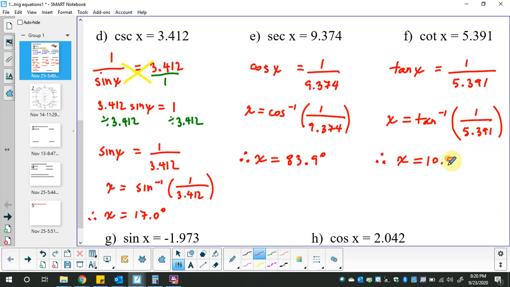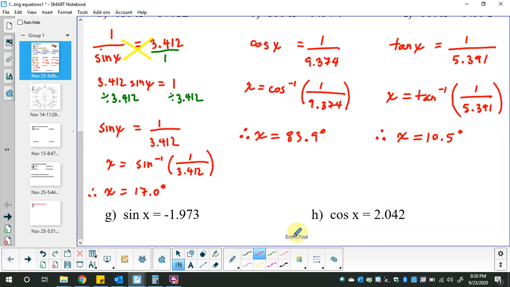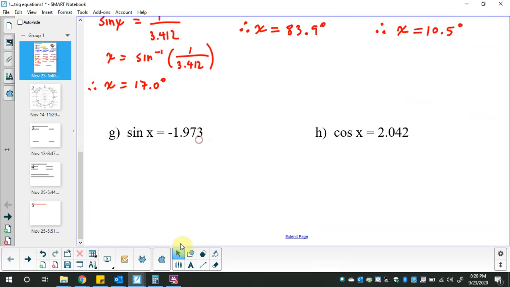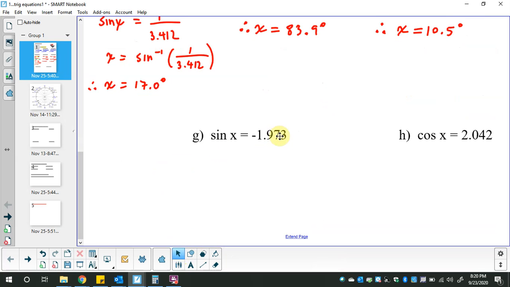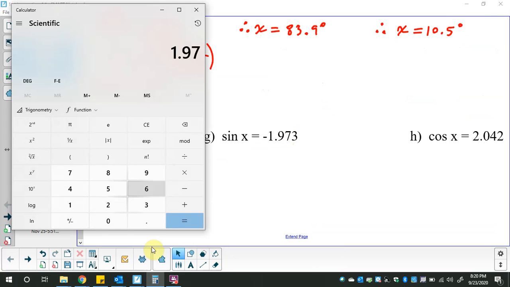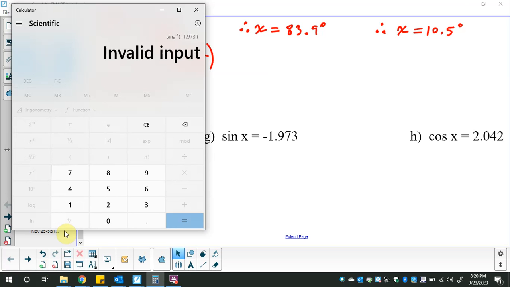Okay, last two truly calculator questions. So let's see what happens. I'm just going to move this over slightly so I'll be able to see the work. Let's see what happens when I do negative 1.973, making sure that it's negative, trig, second function, sine. Oh my gosh, it's an error.